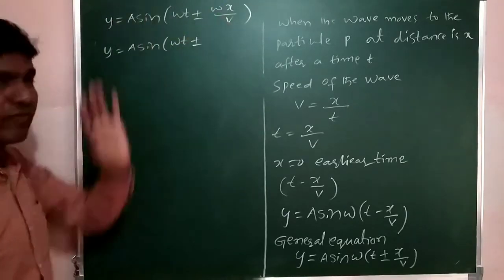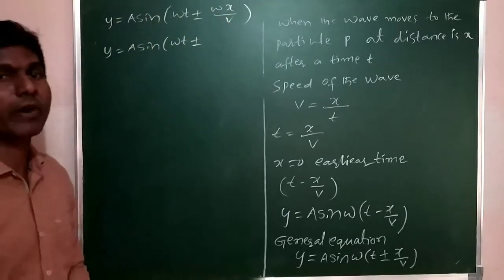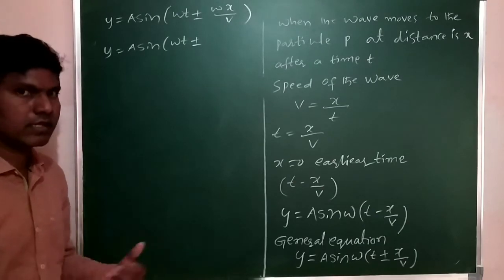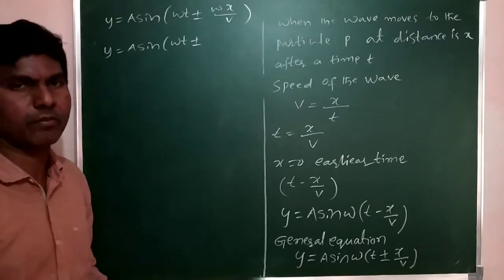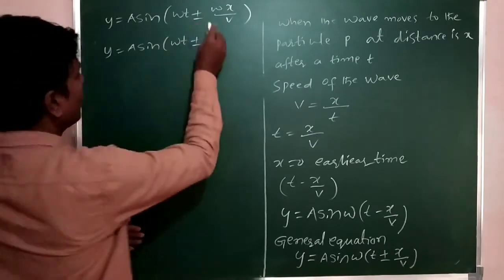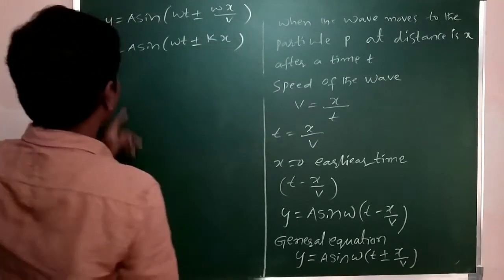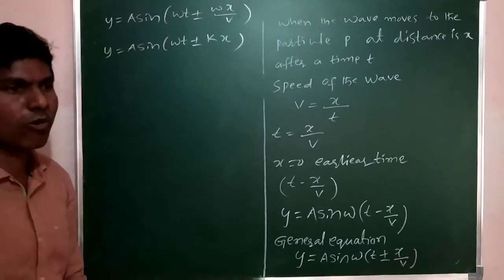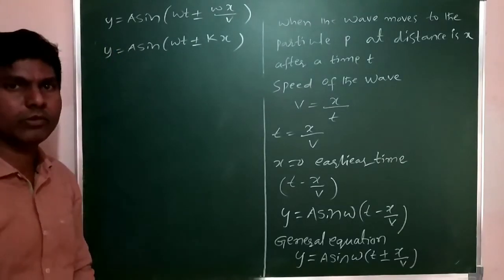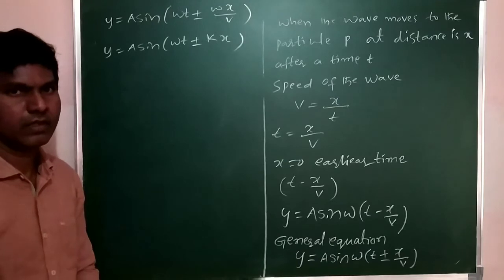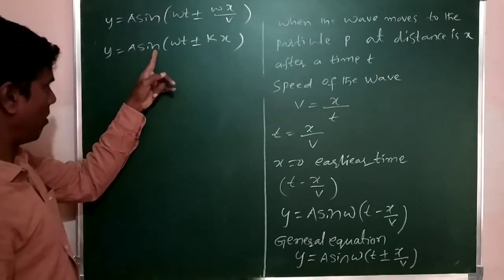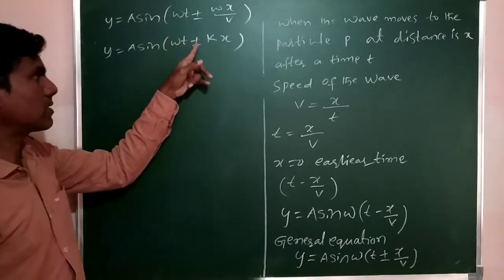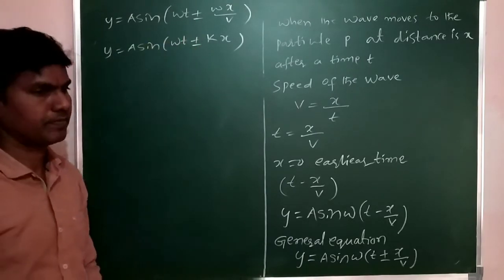Here omega by v is nothing but the propagation constant, since k is equal to omega by v, as already discussed in the previous class. Now here it is kx. So this equation is called the progressive wave equation: y equal to a sin of omega t plus or minus kx.